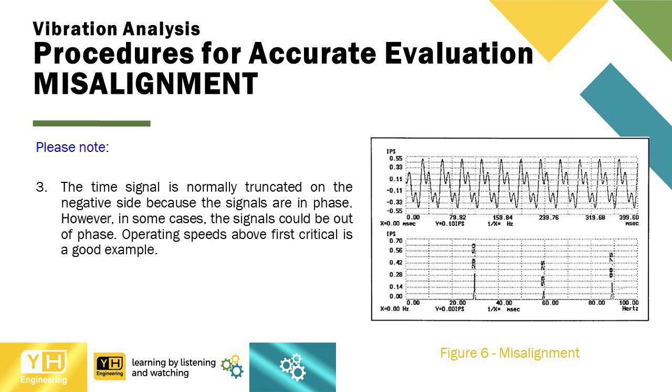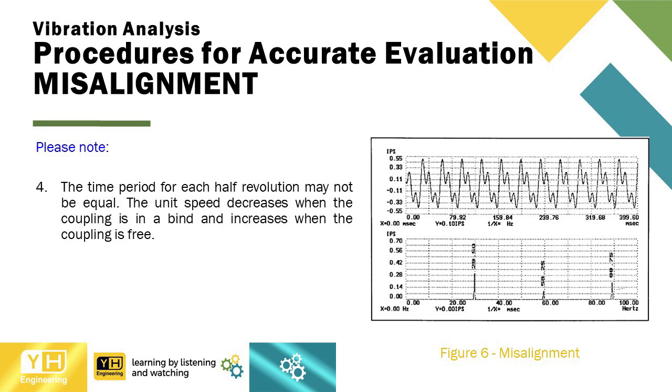Number 3, the time signal is normally truncated on the negative side because the signals are in phase. However, in some cases, the signals could be out of phase. Operating speeds above first critical is a good example. And number 4, the time period for each half revolution may not be equal. The unit speed decreases when the coupling is in a bind and increases when the coupling is free.